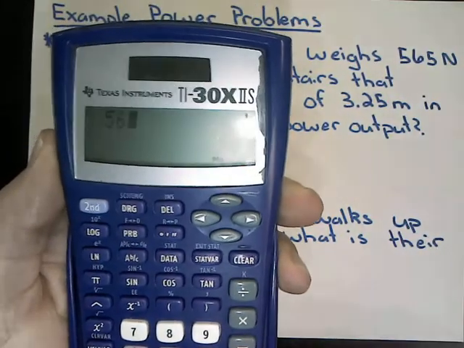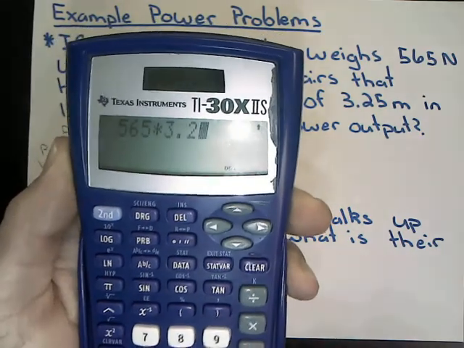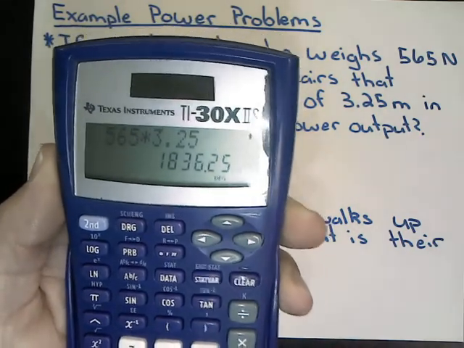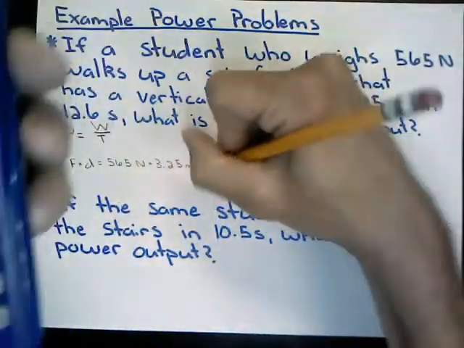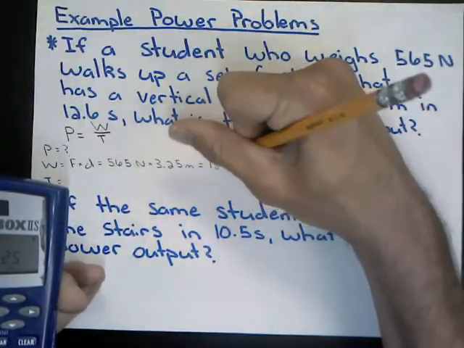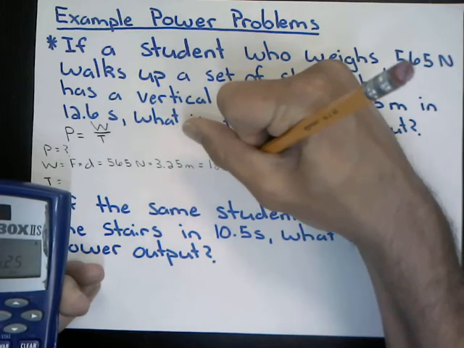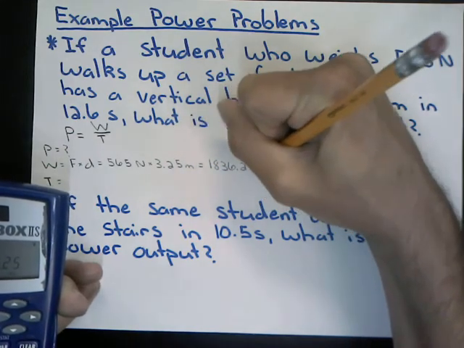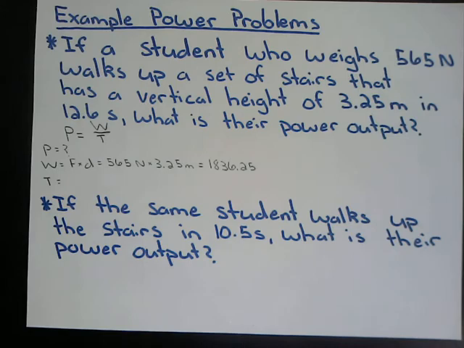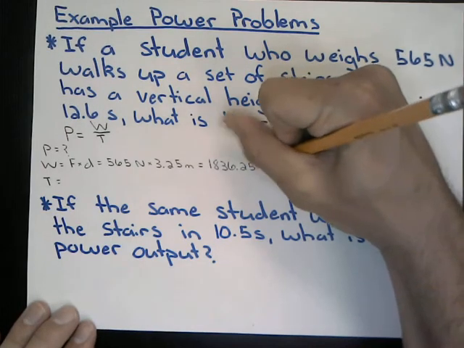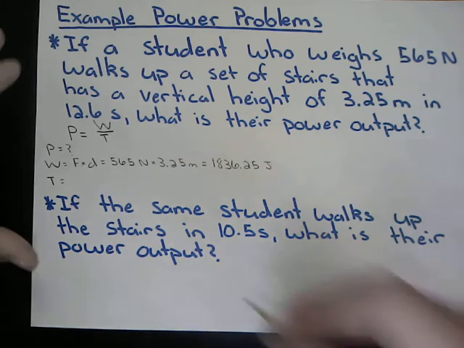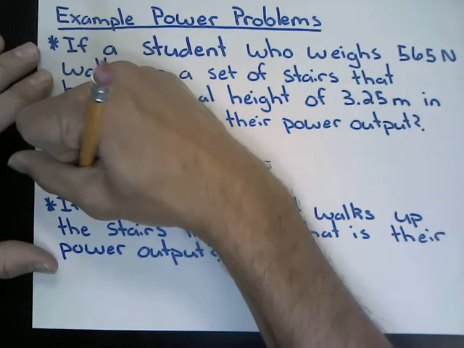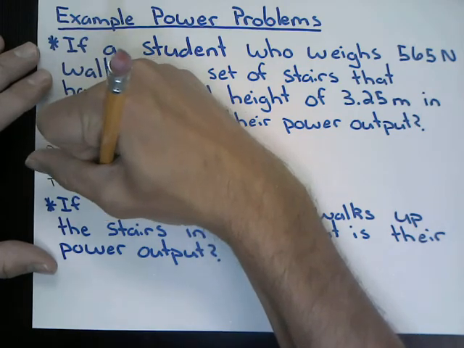So I'm just going to put 565 times 3.25, and I get a decimal number, and I'm just going to put that in there. So I have 1,836.25, and remember the unit here for work is joules. And then the time. This student did this whole thing in 12.6 seconds. So we have 12.6 seconds.